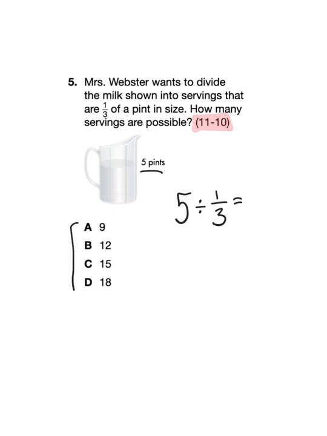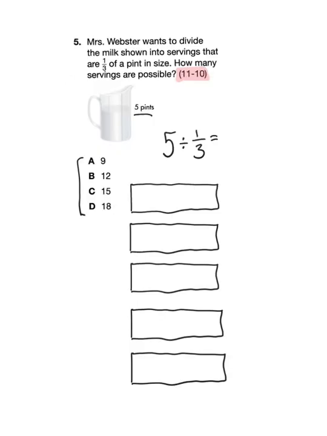Look at our answer choices. They're all bigger than 5. And that's because when we take a whole number and divide it by a unit fraction, such as 1/3, we end up increasing the amount we started with. Okay, so here's, let's see, we'll call that 1 pint. Okay, so here's her 5 pints of milk, and we're going to divide each one into thirds.